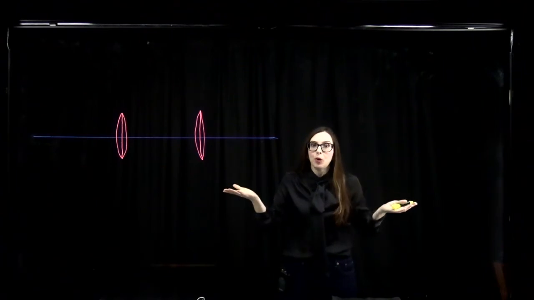Microscopes use two lenses to magnify an object. Sometimes they might use more. We call those compound microscopes. Telescopes, the simplest telescopes, use two lenses in order to magnify a distant object.